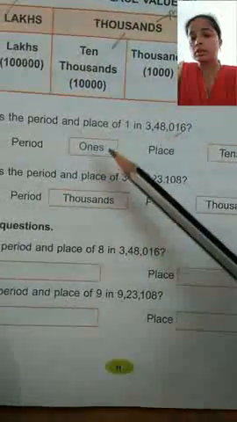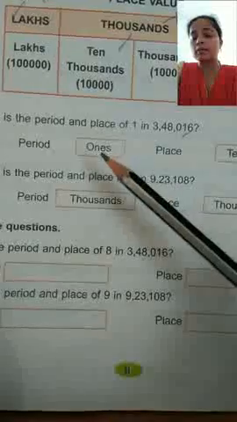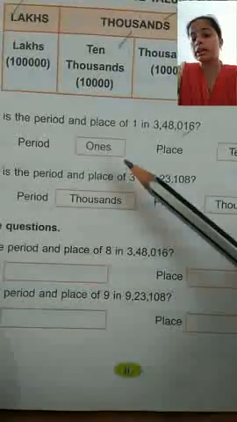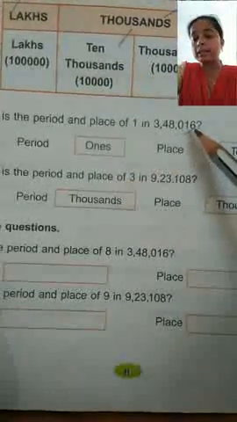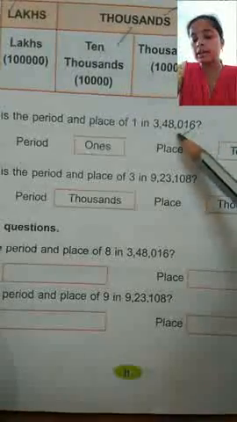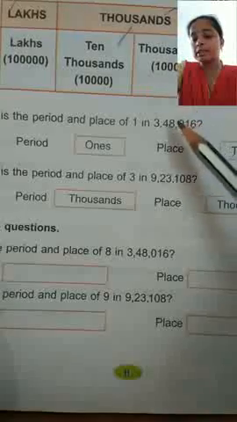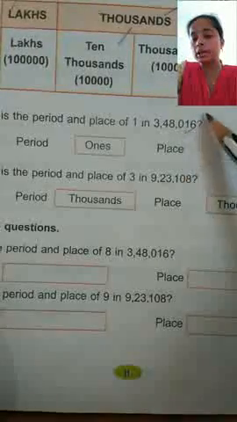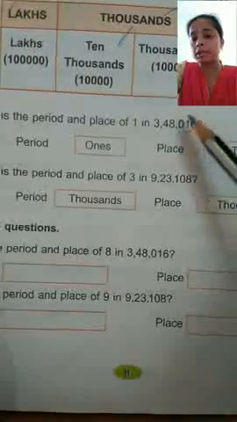Again, the second question is, what is the period of 1? As I have told you earlier, ones, tens and 100, these three places are considered and grouped together, and what is the name of that group, the name of that period?